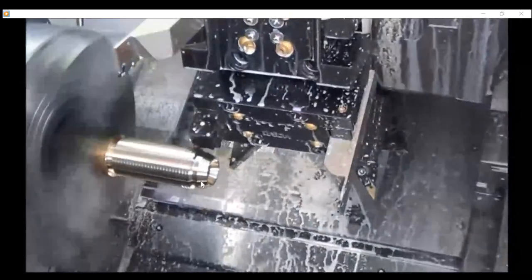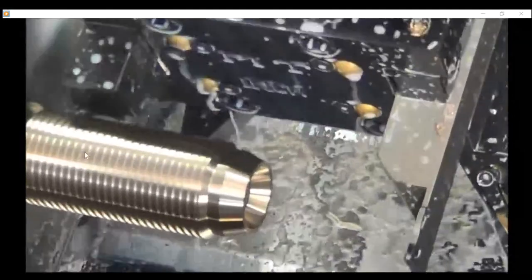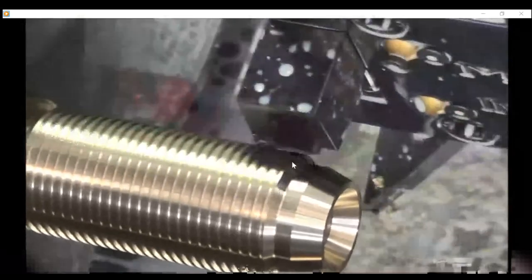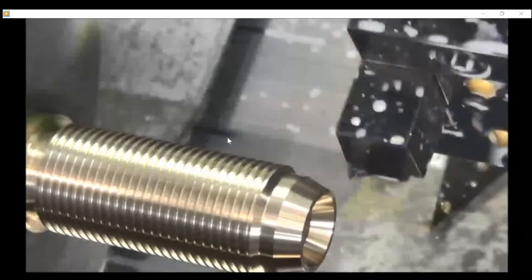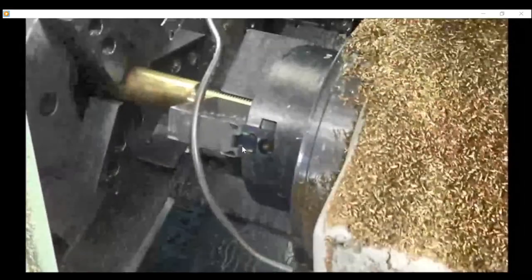This is a thread. Thread here. This is the thread tool. This is for making threading. We make threading on the outer surface.